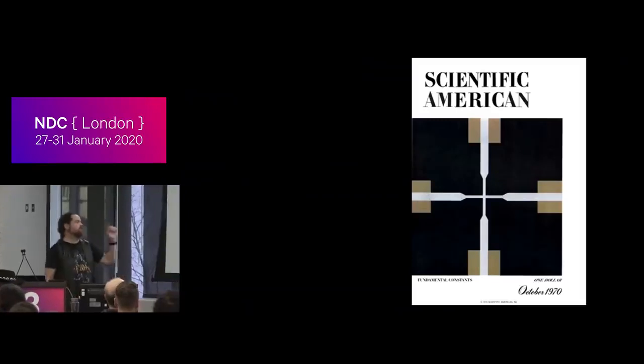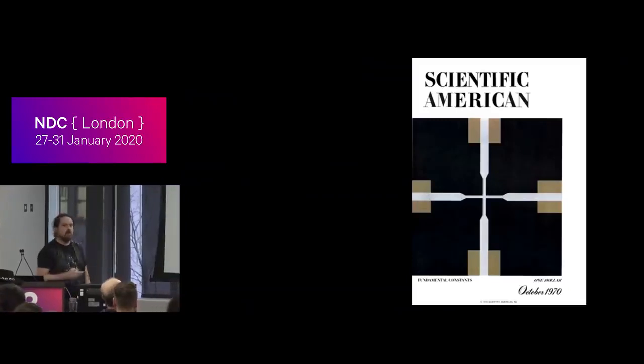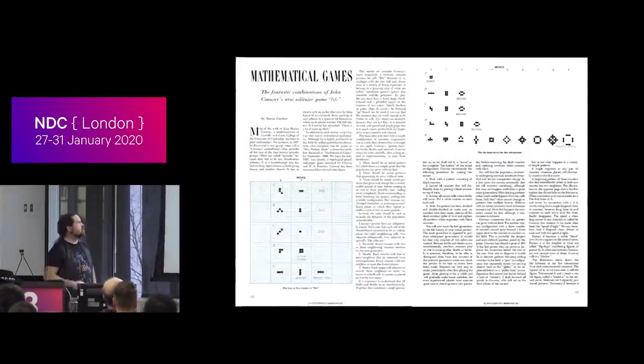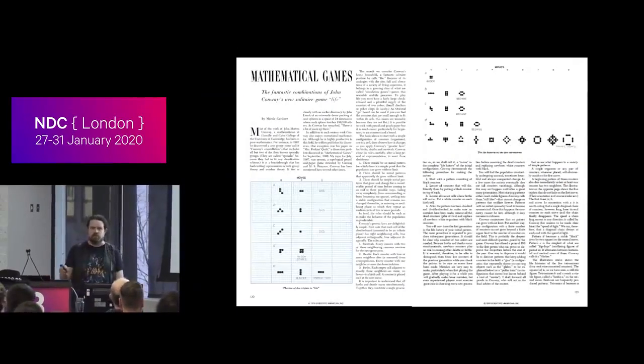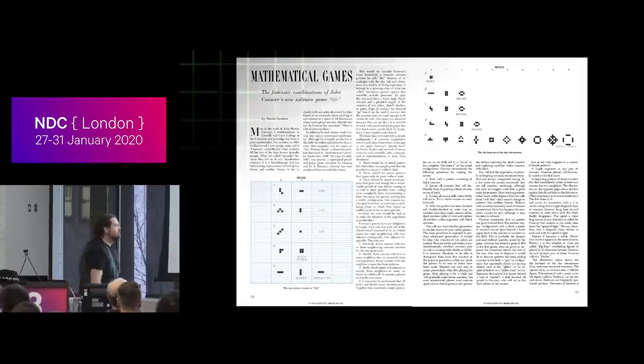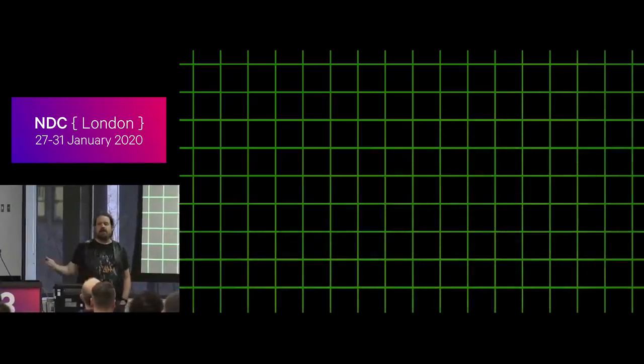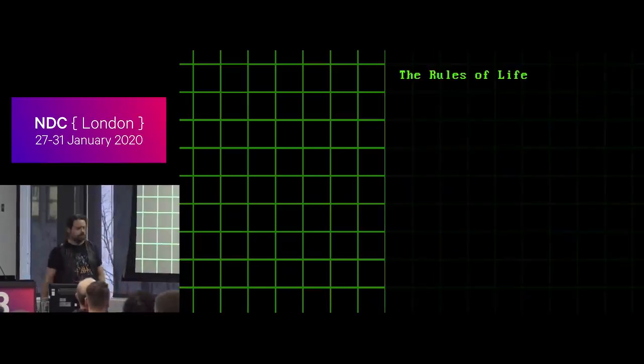He ever published was this one, October 1970, where he described something called Conway's Game of Life, created by an English mathematician called John Conway. Now, as games go, Conway's Game of Life does not look terribly exciting. It is a game for no players, played on an infinite board, and it has 4 rules, the rules of life.